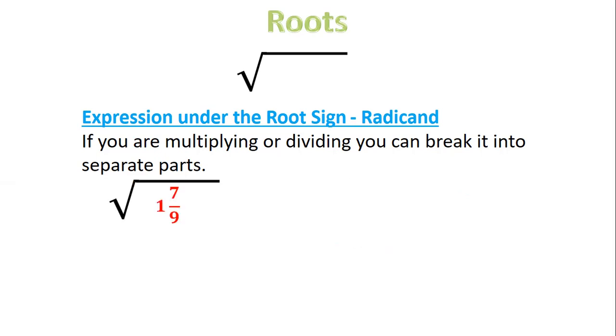Let's look at division. So we have 1 and 7 over 9. We change that to an improper fraction, which gives us the square root of 16 over 9. Now, because we can break it into our separate parts, we have the square root of 16 over the square root of 9. So, the square root of 16 is 4, and the square root of 9 is 3. And so our answer is 4 over 3. When we're multiplying or dividing, you can break it into its separate parts.